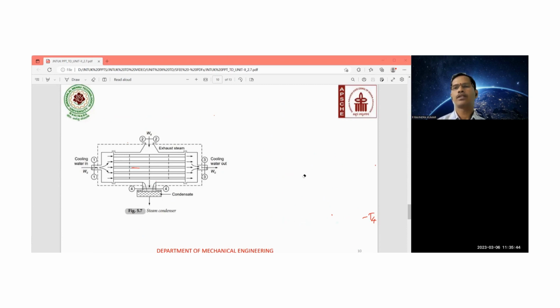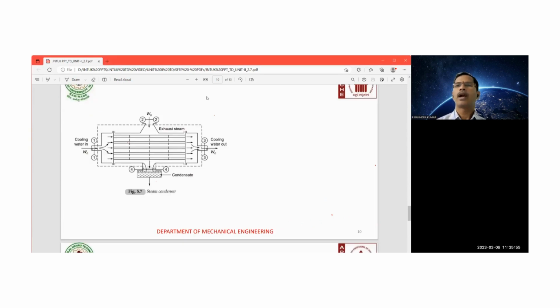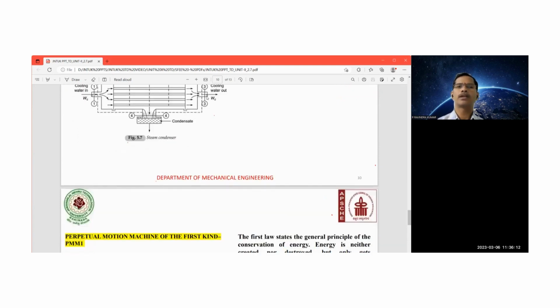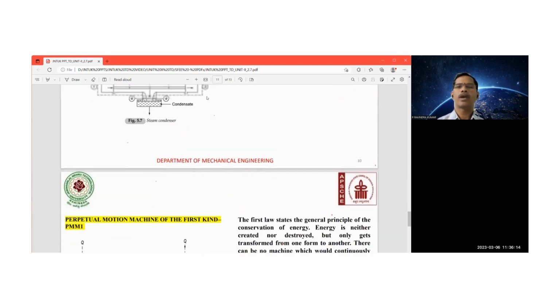Especially when we talk about the steam condenser in a steam thermal power plant, the condenser is going to condense the steam from the gaseous, that is the hot condition, to the liquid state condition. That is, from the saturated vapor state condition to the saturated liquid state condition. So the student has to understand that.